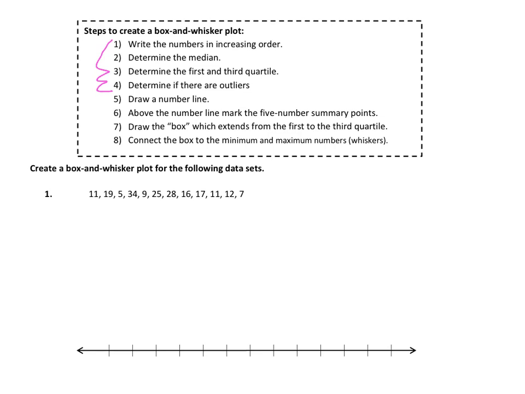So let's first find our summary. I'm going to put my numbers in increasing order. And again, I'm just going to tell you what it is because I know that you guys can put numbers in increasing order. So 5, 7, 9, 11, 11, 12, 16, 17, 19, 25, 28, 34.